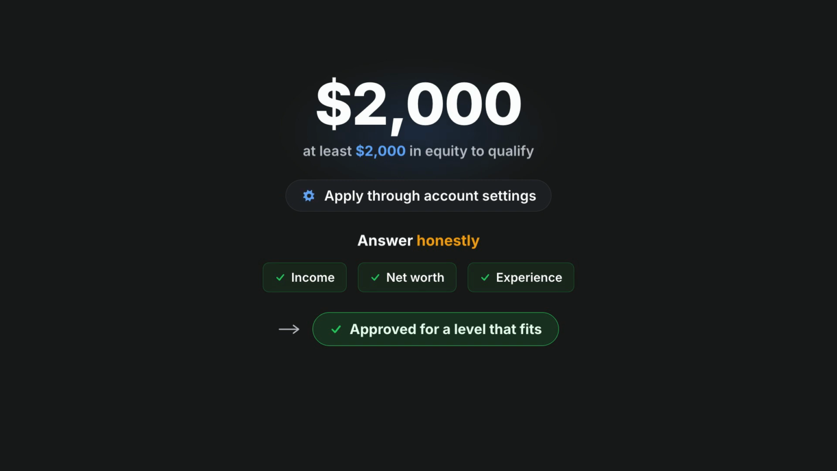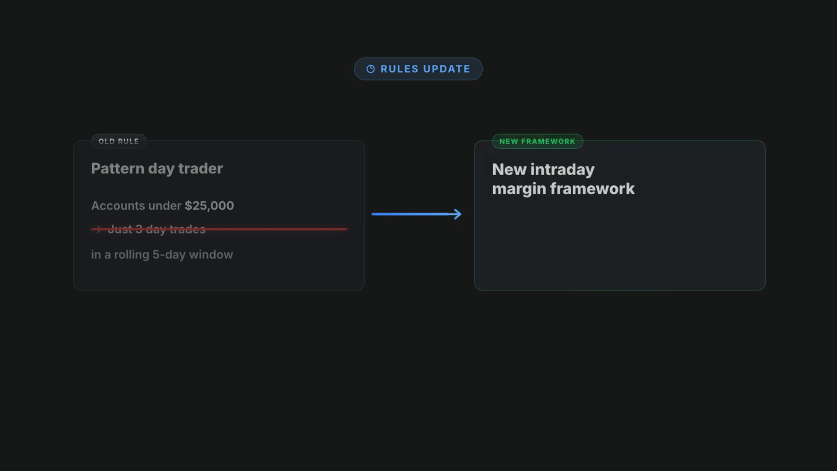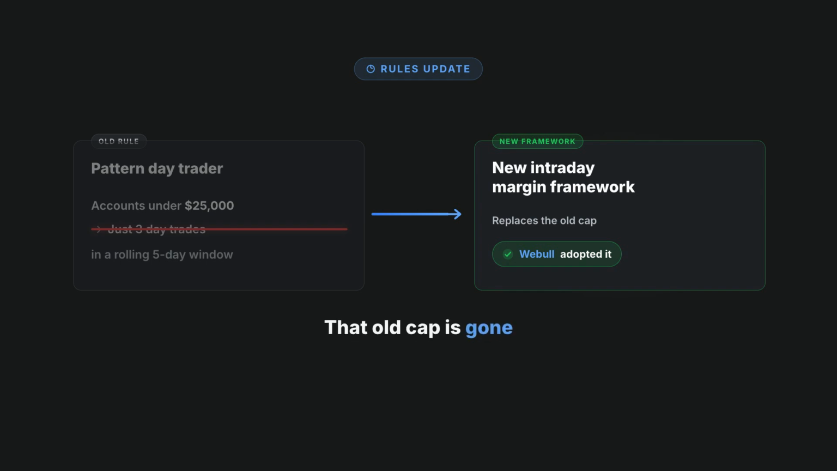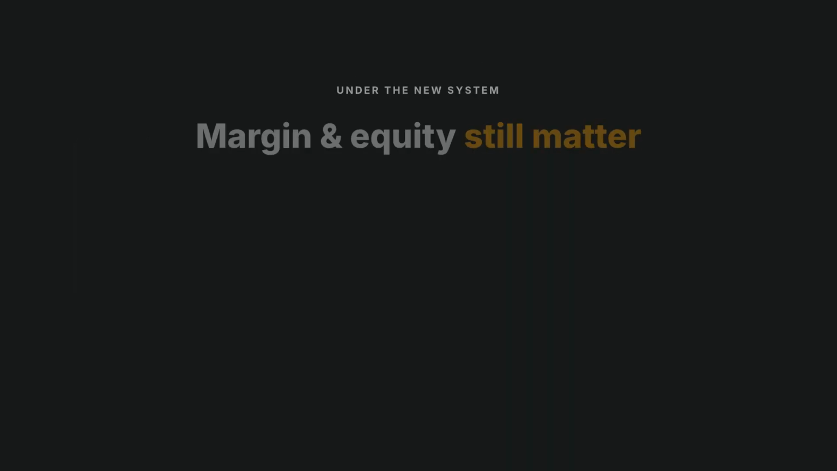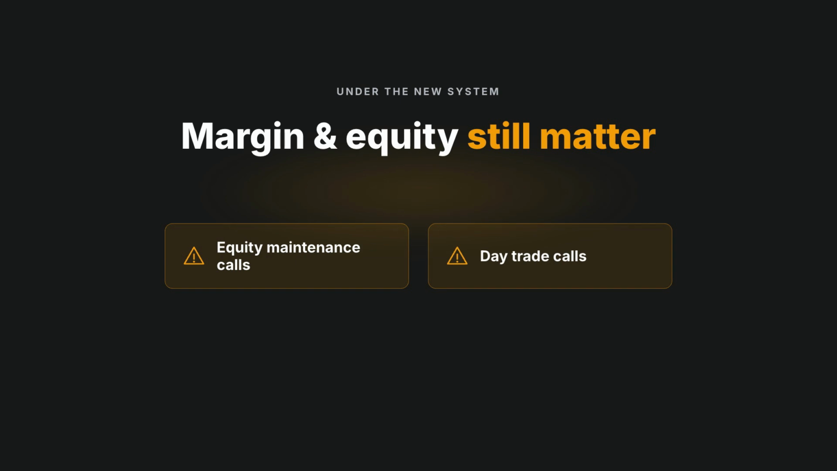Worth knowing on rules here, since this genuinely changed recently. The old pattern day trader restriction that capped accounts under $25,000 to just 3-day trades in a rolling 5-day window has since been replaced with a new intraday margin framework, and Webull moved quickly to adopt it. That specific old cap is gone, though your account's margin and equity levels still matter under the new system, since things like equity maintenance calls and day trade calls can still restrict you if those aren't where they need to be.